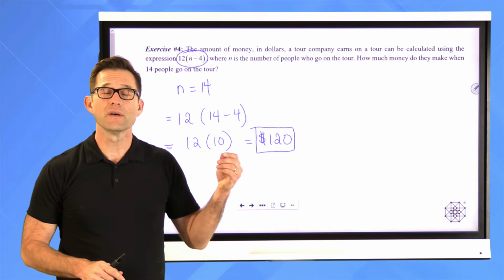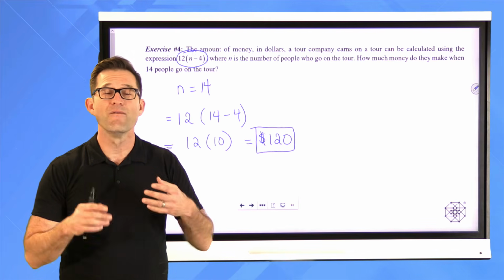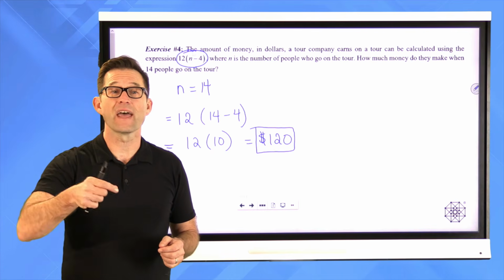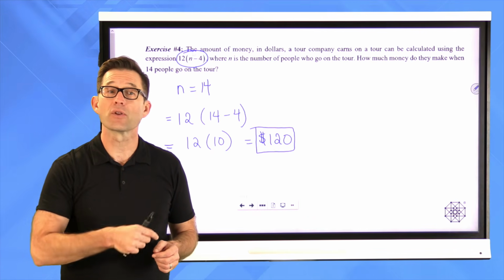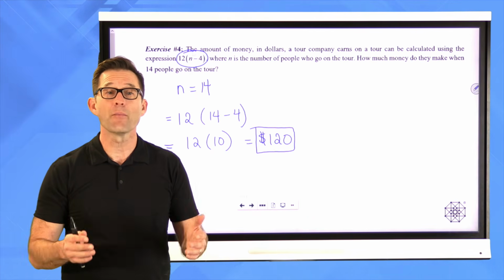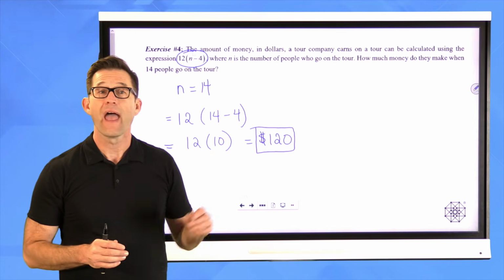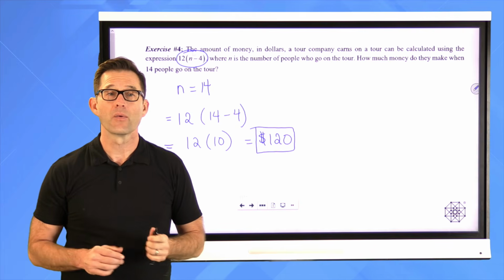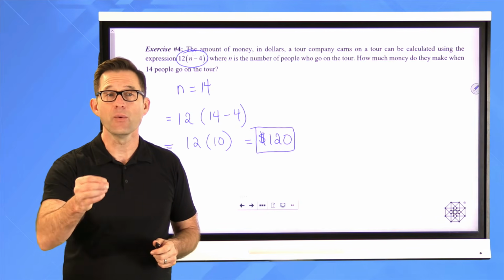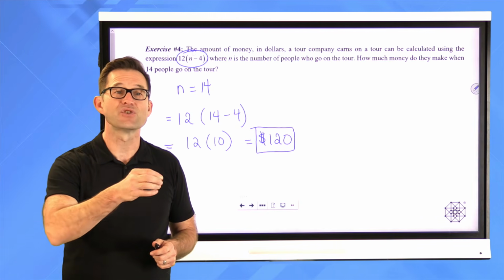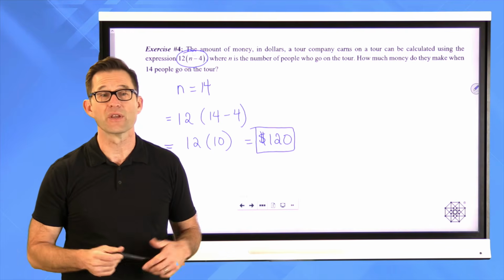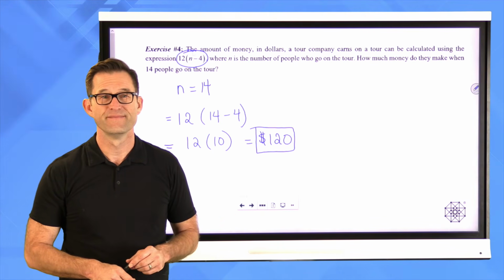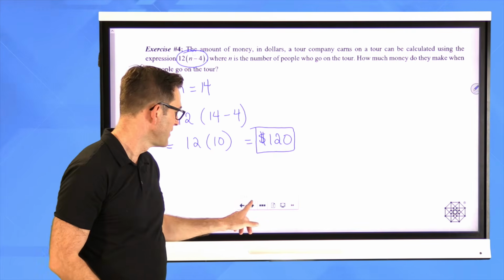But it goes to illustrate a point, which is that very often in real world problems, the variables stand for something. In this particular problem, n stood for the number of people that went on tour. And the expression itself, the 12 times n minus 4, represented how much money we would make given that a certain number of people went on tour. So we could use that expression to figure out what we were looking for. All right, let's wrap this up.